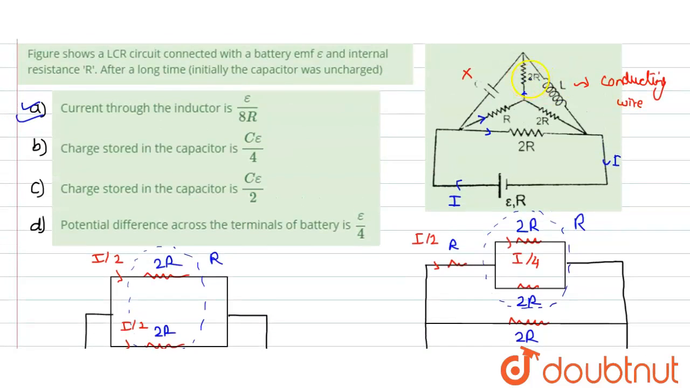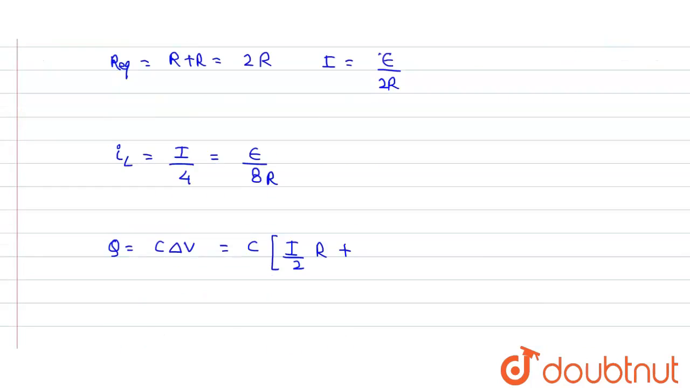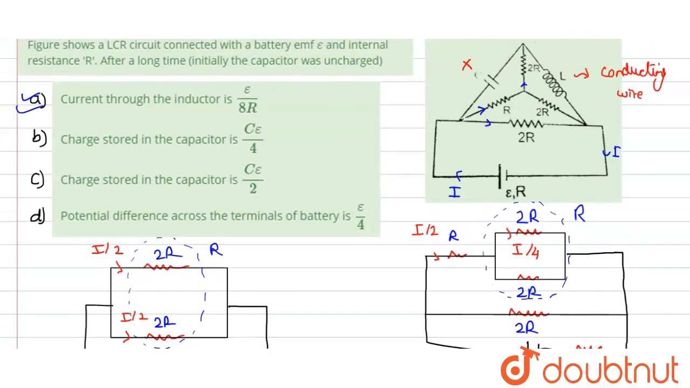this 2R has a current of I by 4. So we say that the potential drop would be equal to I by 4 into the resistance value, which is 2R. So if we solve this, it would turn out to be C into I into R. We can put the value of I, which is equal to E divided by 2R. If we put this in here, R and R would be cancelled. It would be just CE divided by 2. So which is the correct option? CE divided by 2, that means C is the correct option.